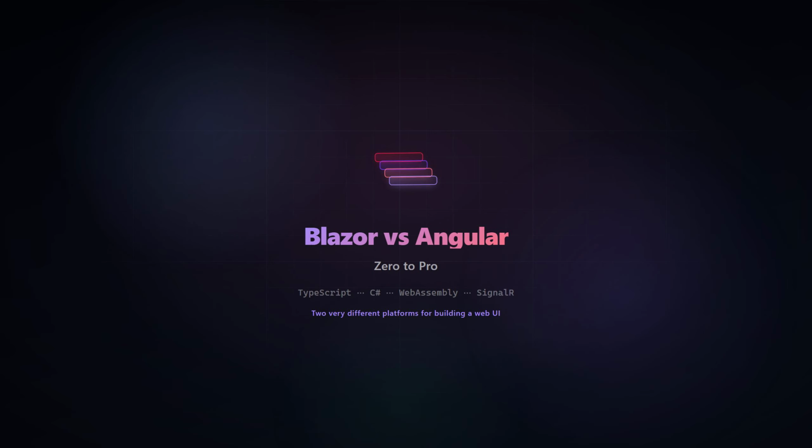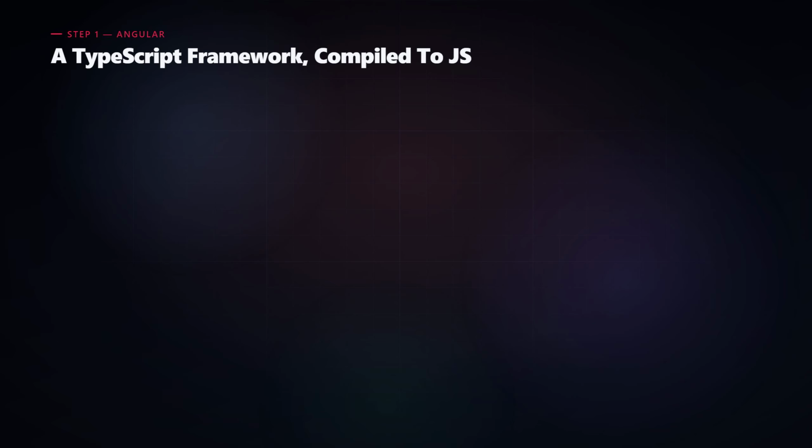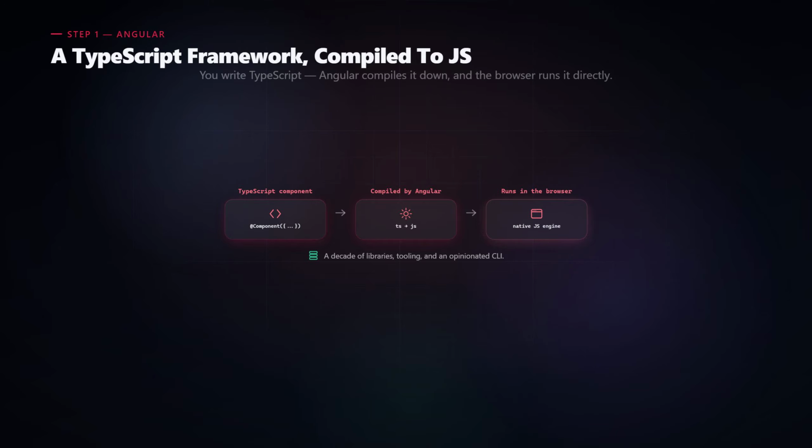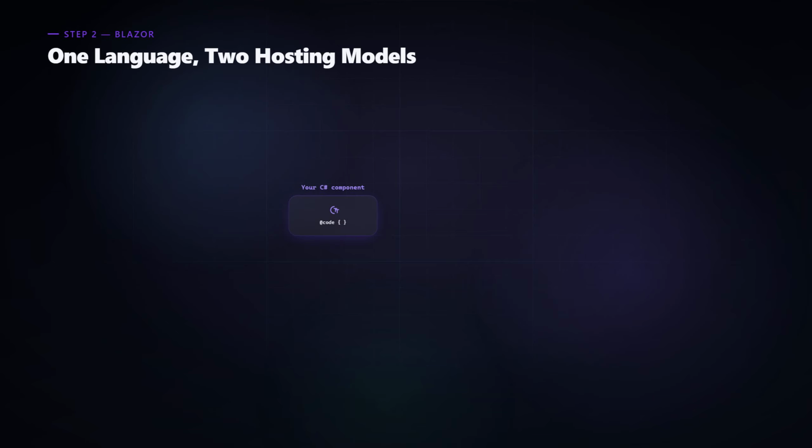Angular is a TypeScript framework from Google. You write components in TypeScript, Angular compiles that down to plain JavaScript, and the browser runs it directly with its built-in JS engine. No extra runtime, no extra download beyond your own code. It's been the backbone of enterprise single-page apps for over a decade, with a huge ecosystem and an opinionated CLI to match. Blazor lets you skip JavaScript entirely and write your UI in C#.